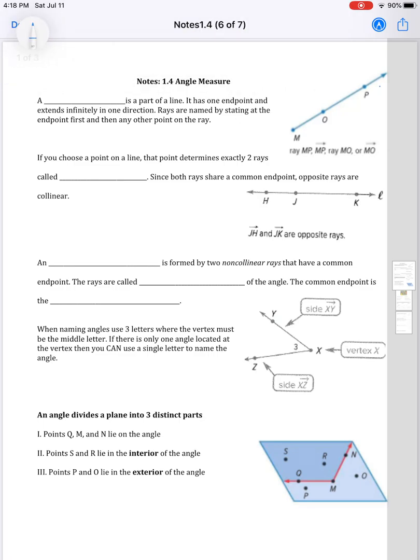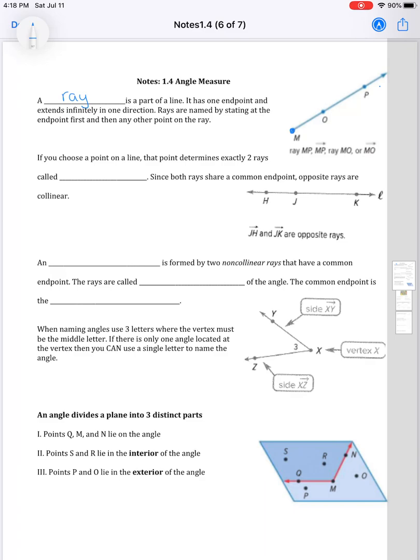So lesson 1.4 is going to start talking about angles. We have a little bit of vocabulary we have to go over first. A blank is a part of a line, so it is a ray. A ray is a part of a line. It has one endpoint and extends infinitely in one direction. Rays are named by starting at the endpoint first, and then any other point on the ray.